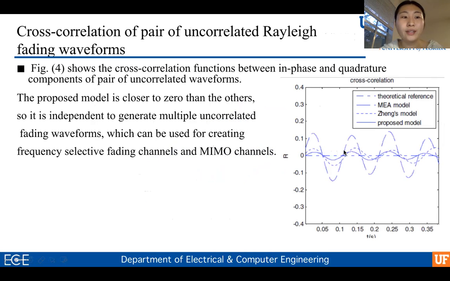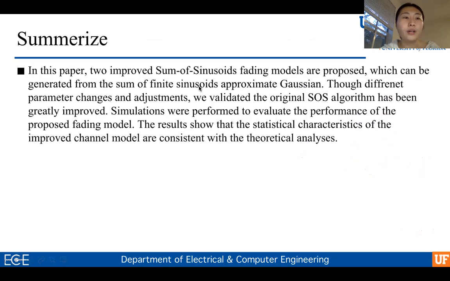So it is feasible to generate multiple uncorrelated fading waveforms, which can be used for creating frequency selective fading channels and MIMO channels. Okay, here comes the summary. In this paper, we proposed two improved sum-of-sinusoids fading models. They can be generated from the sum of a finite number of sinusoids approximating a Gaussian process, and through different parameter adjustments, we validate that the original SoS algorithm has been greatly improved. Simulations were performed to evaluate the performance of the proposed fading model, and the results show that the statistical characteristics of the improved model are consistent with the theoretical analysis.